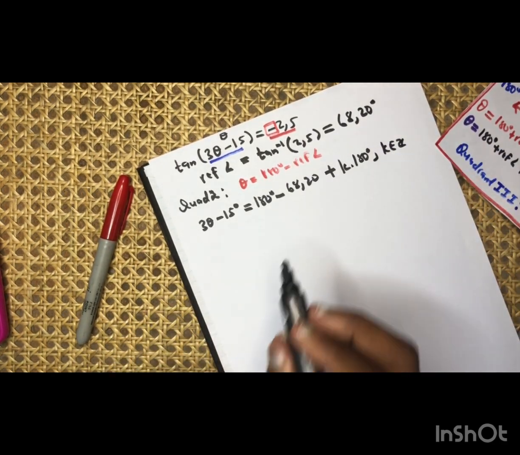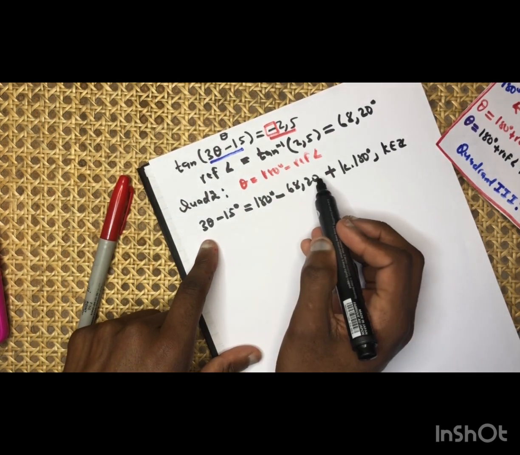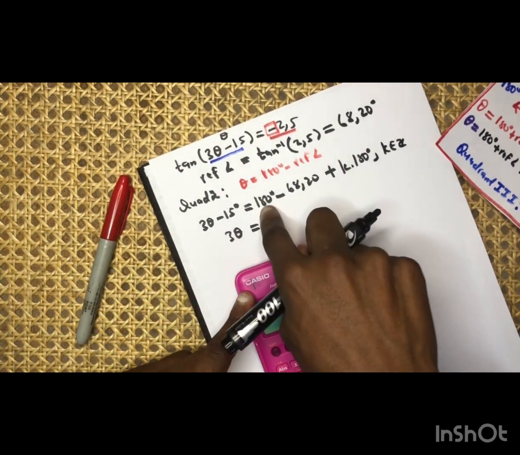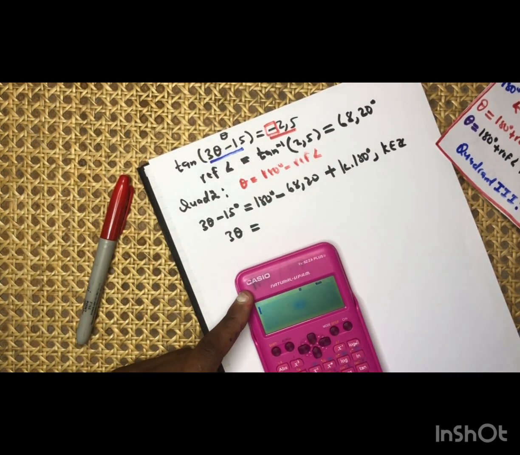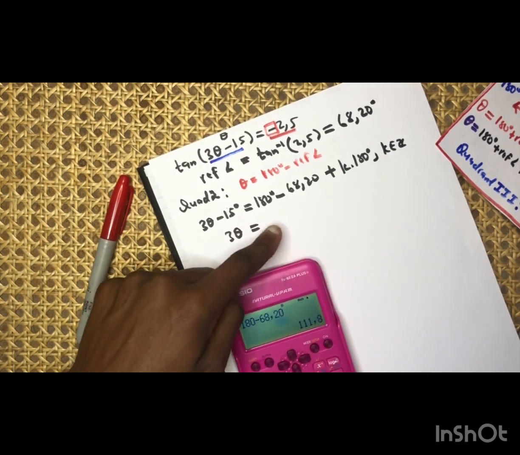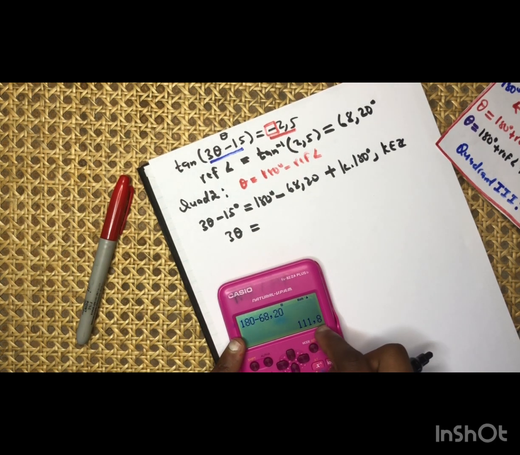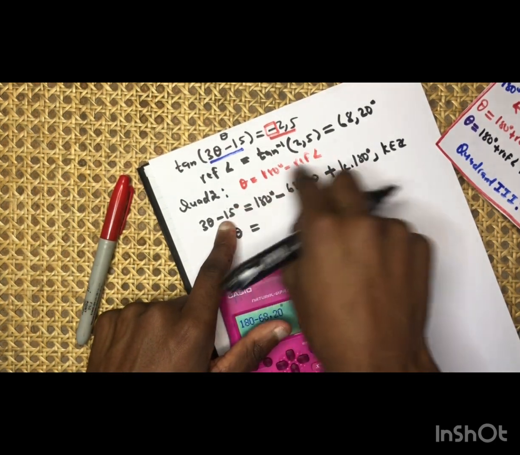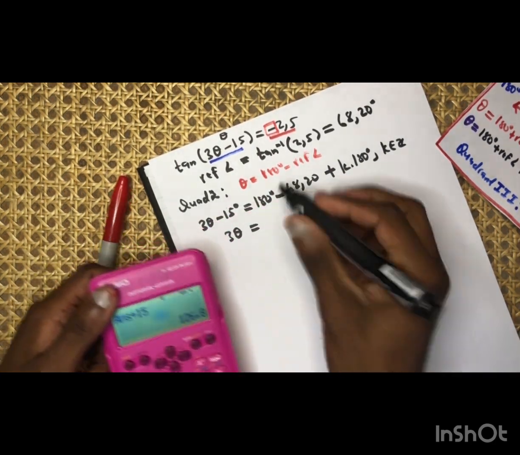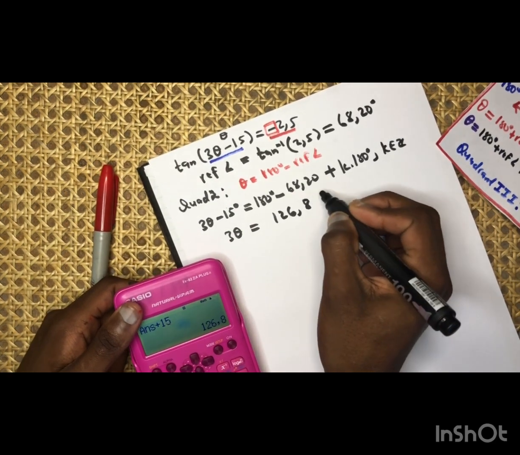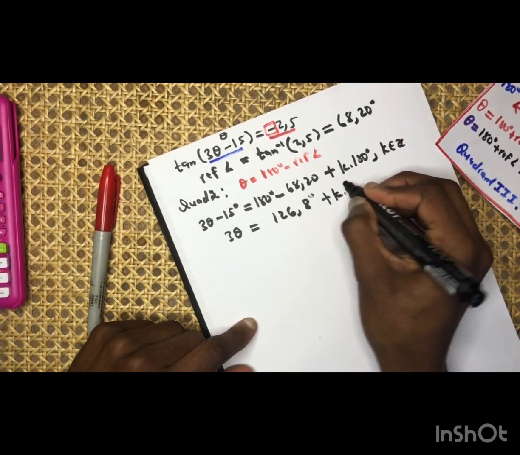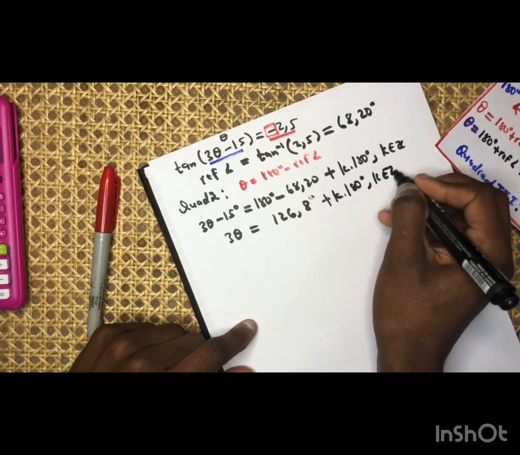So what do we need to do, guys? We have to transpose this one to this side. So I'm going to be left with 3 theta. If we take 180 minus 68,20, we're going to get 111,80. Then we transpose 15 to that side, so 15 is going to be positive. So you're going to say plus 15. So we get 126,8 degrees plus your period, which is 180 degrees, where k is an element of integers.